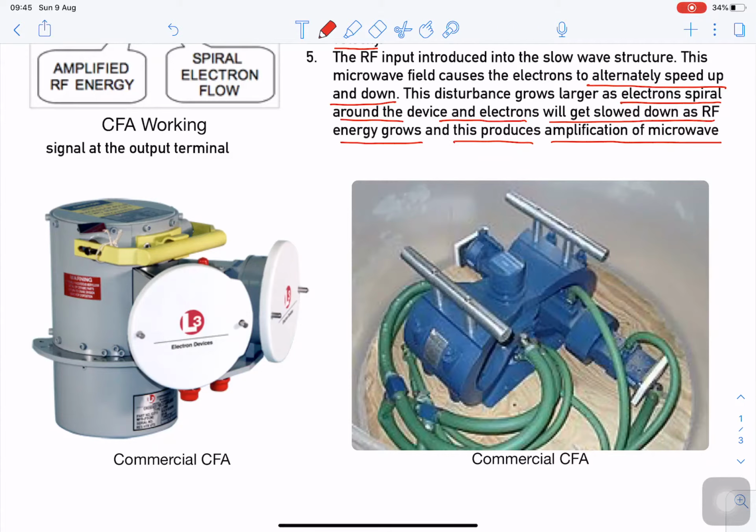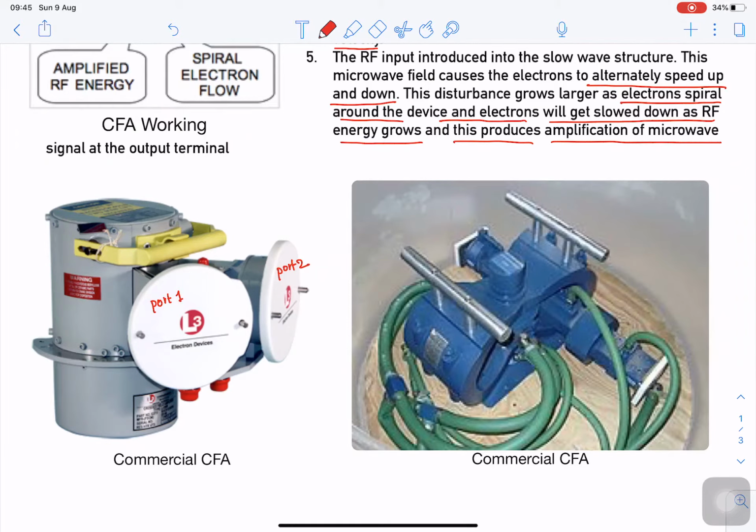So these are some diagrams of commercially available cross field amplifiers. Here you can distinctly see that there are two ports. Here it is port 1, and here it is port 2. Either from port 1 or port 2 you can give the microwave signal as an input for amplification, and from the other remaining port, when you take the microwave signal out, it will appear amplified in nature, right?